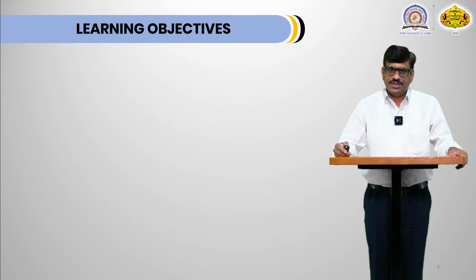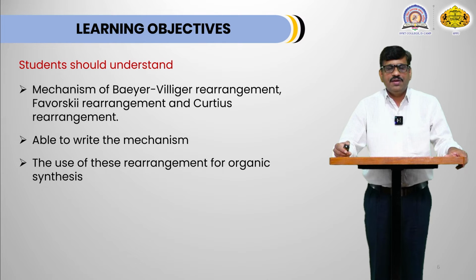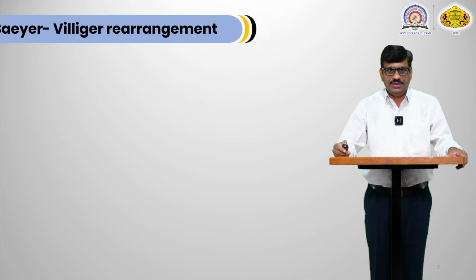Learning objective of this session: at the end of this session, students should understand the mechanism of Baeyer-Villiger rearrangement, the mechanism of Favorskii rearrangement, and the mechanism of Curtius rearrangement. They should be able to write the mechanism of all these 3 rearrangements. The use of these rearrangements in organic synthesis is very important. That's why at the end of this session, students should be able to use these rearrangements during organic synthesis.